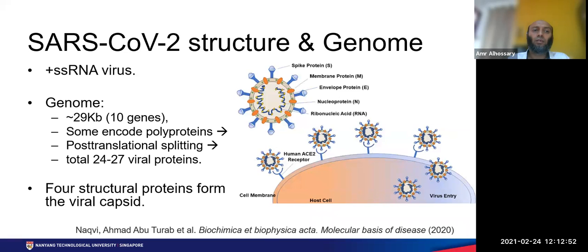The viral genome, composed of single-stranded positive RNA of around 29 kilo base, encodes about 10 genes. Some of them encode for polyproteins, not only single proteins, and these polyproteins undergo post-translational splitting later to encode for 24 to 27 viral proteins. Out of these proteins, 4 structural proteins form the viral capsid: the S, M, E, and N proteins.